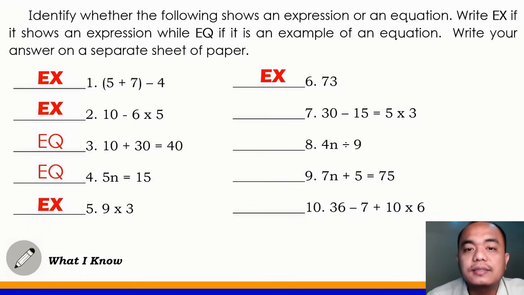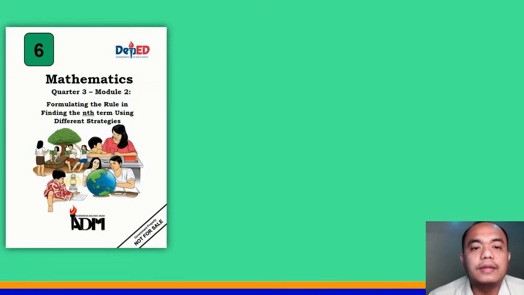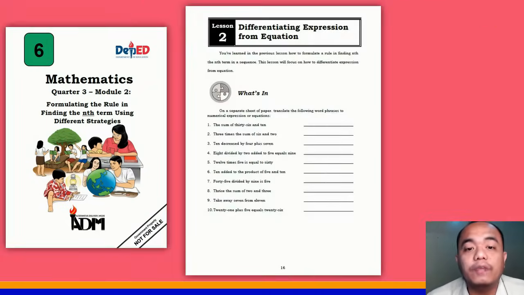Number 6, 73 is an expression. Number 7, 30 minus 15 equals 5 times 3. Yes, that's equation. Number 8, 4n divided by 9 is expression. Number 9, 7n plus 5 equals 75. That's equation. Number 10, 36 minus 7 plus 10 times 6 is an example of expression. This is just a pretest for our Lesson 2 in your Module 2. Next, let's proceed to the What's In part of your module.